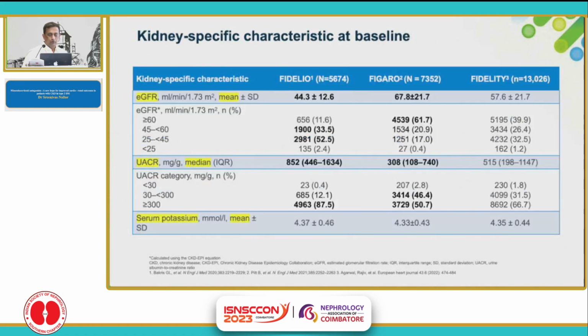If you look at the kidney-specific characteristics at baseline, in the Fidelio study, eGFR was lower, urinary albumin creatinine ratio was higher, and serum potassium was acceptable. In the Figaro, it is the other way because it included lower CKD, early stage CKD patients. Here, the eGFR was higher and the albumin creatinine ratio was lower.